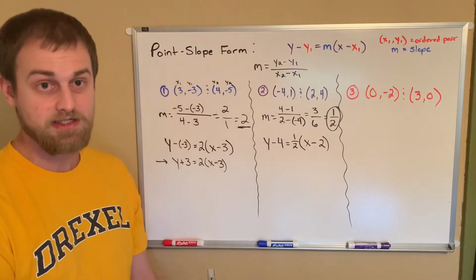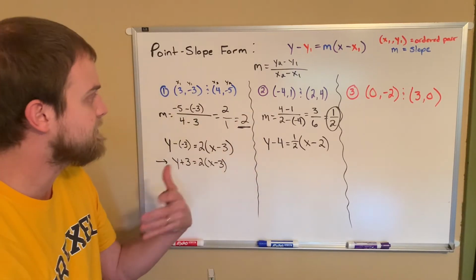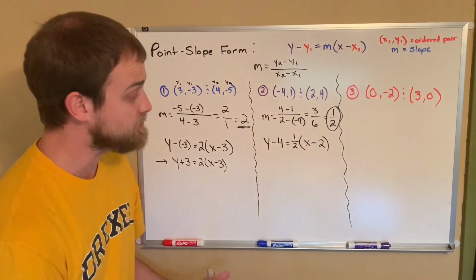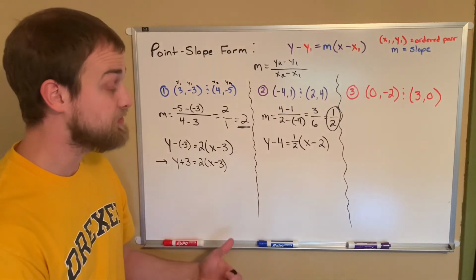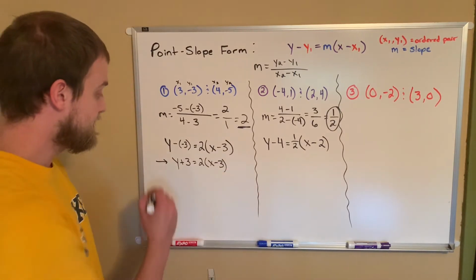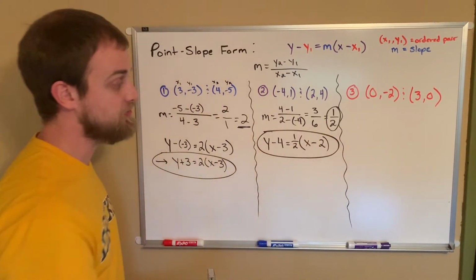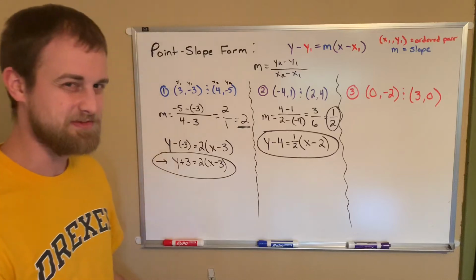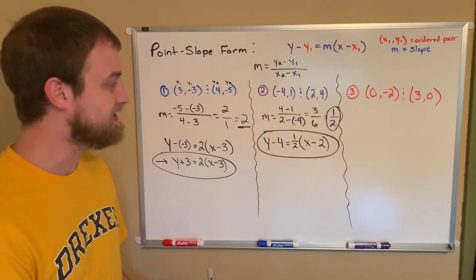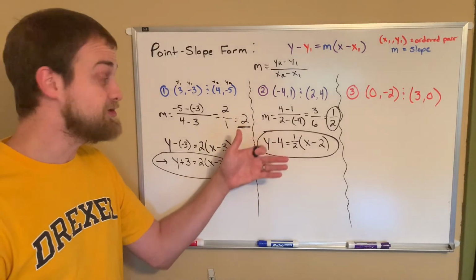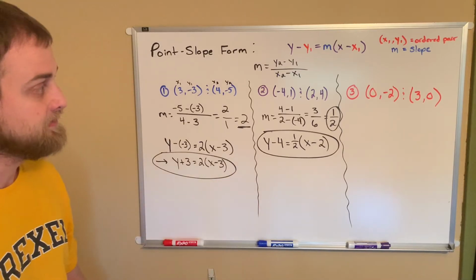I could have definitely used the other point. I believe that would have been y minus 1 equals 1/2 times the quantity of x plus 4. Okay, but again, one answer is okay here. I'm not going to ask you for both, but just know that if you look at an answer key or something like that, and you're like, well, my answer's not here, it could just be that they used the other ordered pair is all.